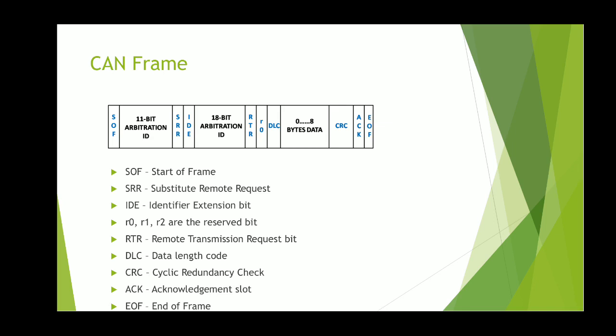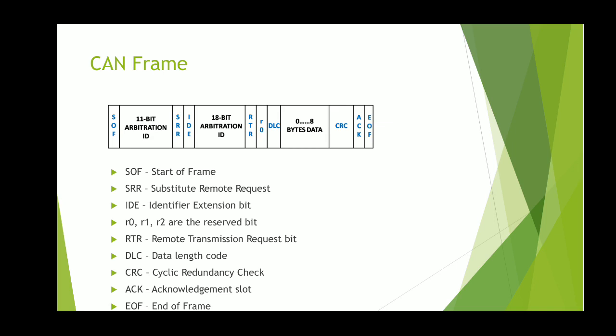After this arbitration ID, there are the SRR and IDE fields. The IDE field is used for extending the arbitration ID. If the IDE field, or identifier extension bit, is set, then it is saying that the arbitration ID needs to be extended. In such cases, the next field is an 18-bit arbitration ID. After this extended arbitration ID come the RTR field, the R0 field and the DLC field.